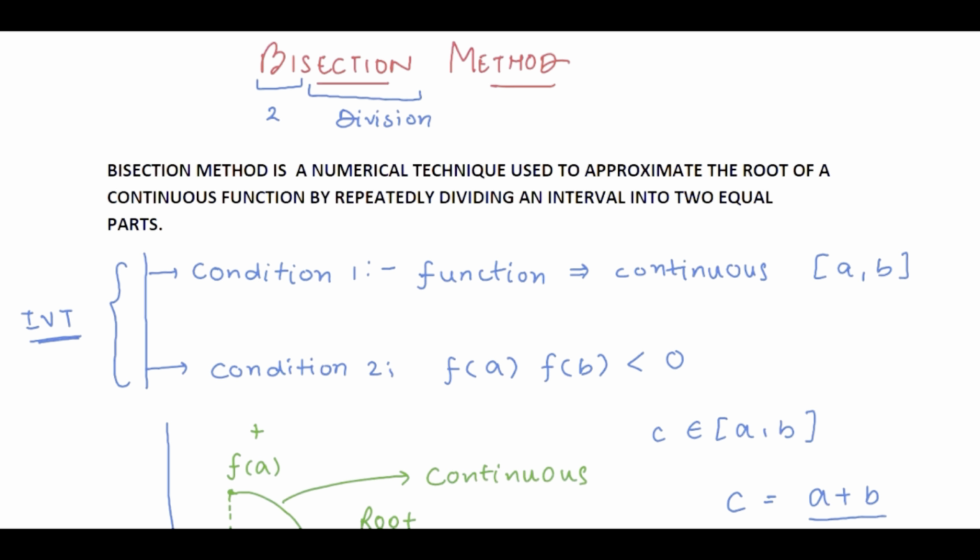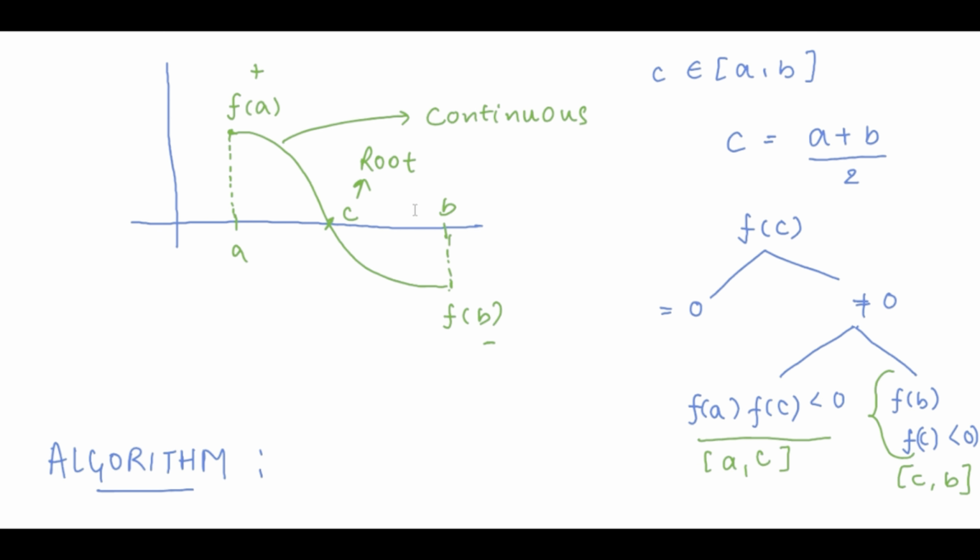It doesn't require derivatives and works well with continuous functions. But it converges very slowly and specifically requires a continuous function. In fact, it needs an interval where the function changes sign, and hence doesn't directly handle repeated roots without a sign change.